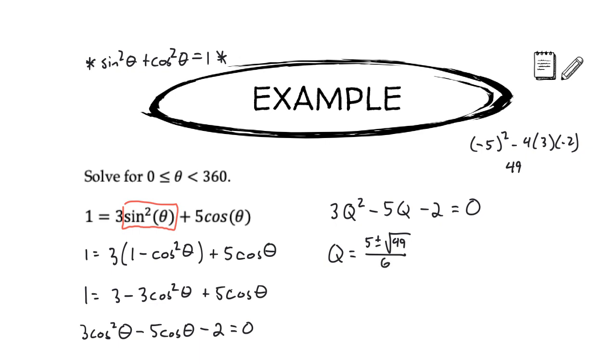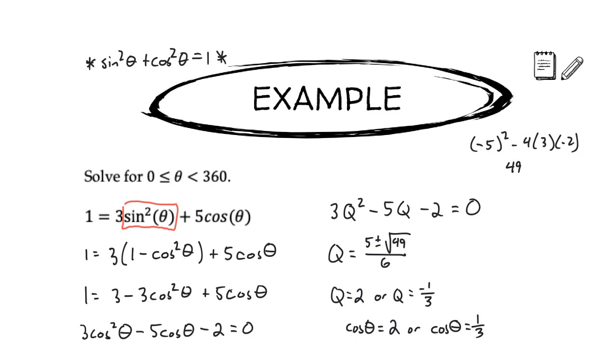And that is to say that q is going to be equal to 5 plus 7 over 6. That's 2. Or q is equal to 5 minus 7 over 6. That is negative 1/3. And remember, of course, that q is equal to cosine of theta here. So either cosine theta is equal to 2 or cosine of theta is equal to negative 1/3. Okay, I'm not quite done just yet. I now need to figure out the solution to those two equations.